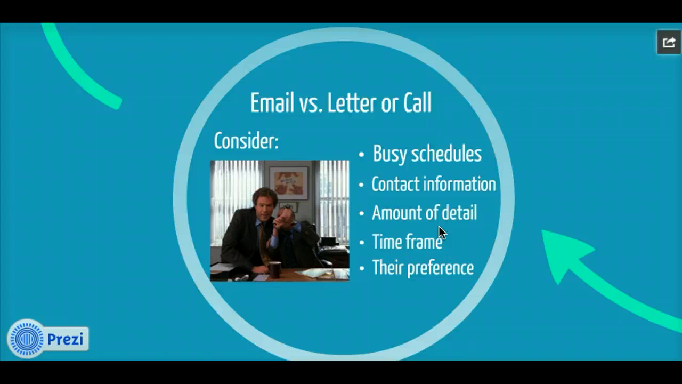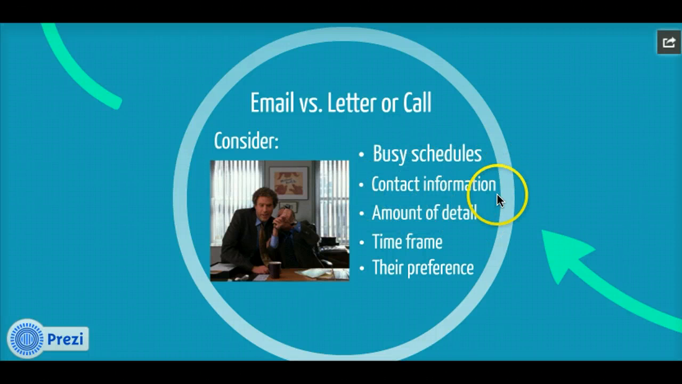Email versus letter versus phone call. When do you know which to send? There's no black or white answer on this one. Just consider your schedule, their schedule, and what the time frame is. If something's really important, it's great to get a letter in the mail, but if you don't have time for that, an email is completely professional these days.